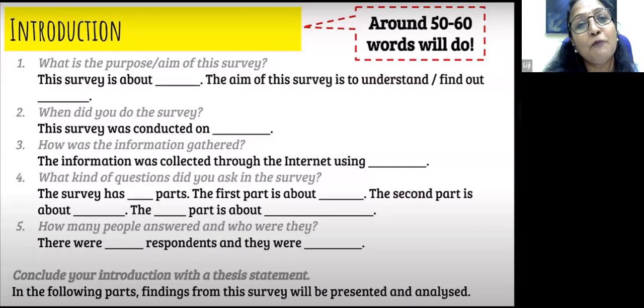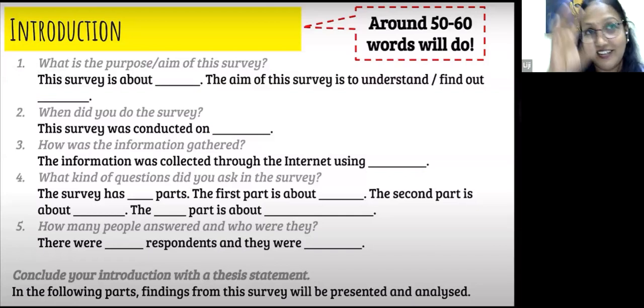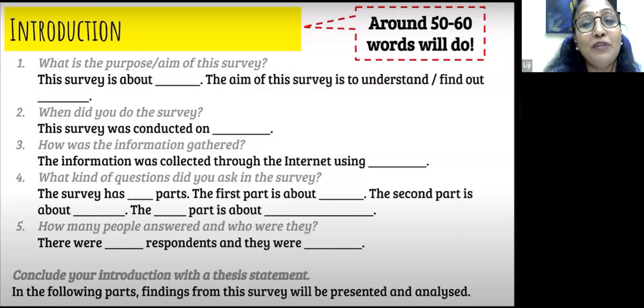What is the purpose or aim of this survey? This survey is about so and so; the aim of the survey is to understand and find out this one. On which date was this survey conducted? Very important. The period is very important because that actually gives a result. And how was the information gathered? This information was gathered through the internet using this kind of platform.